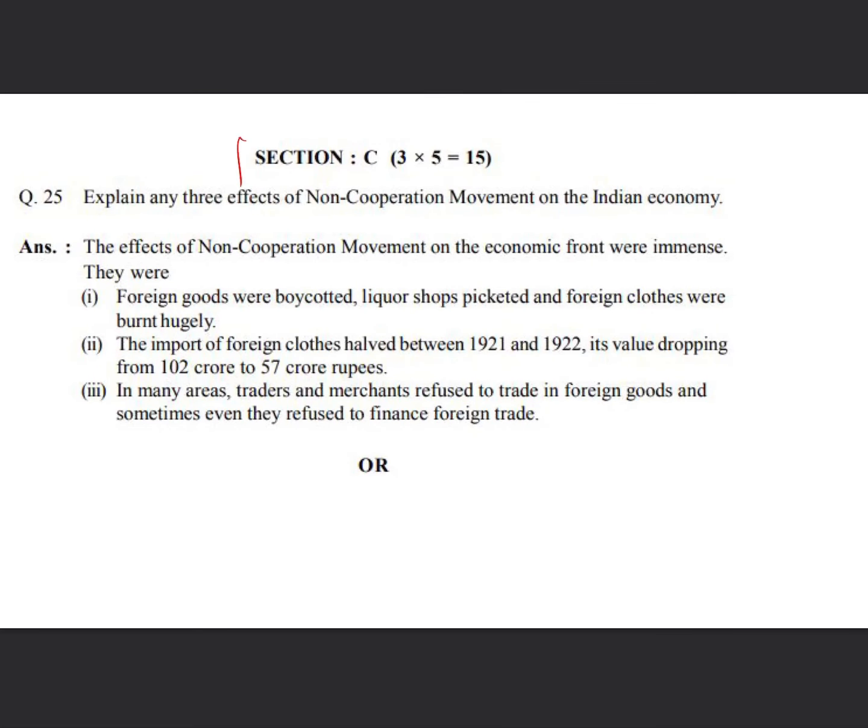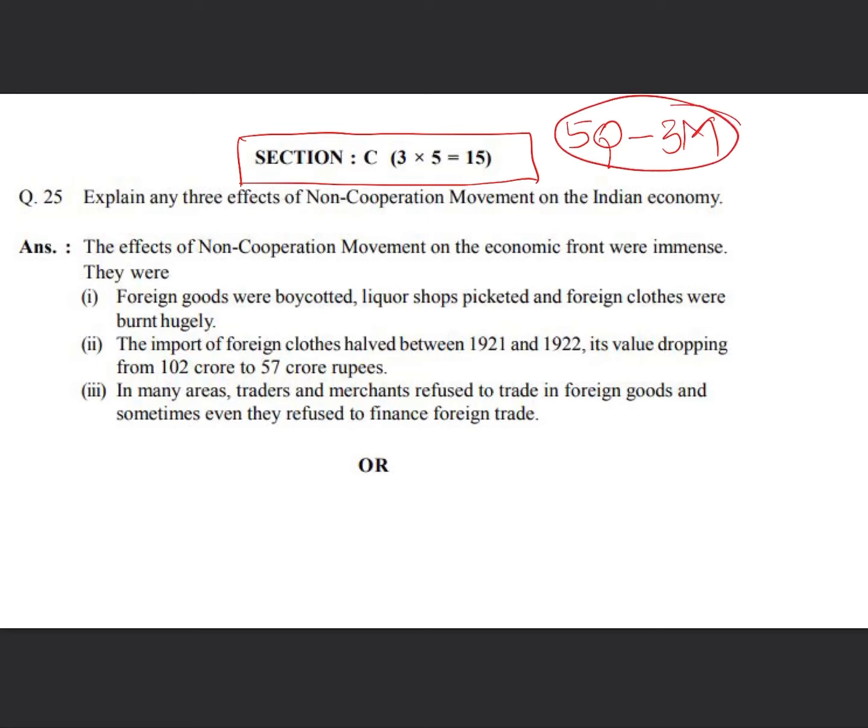Now we will be moving towards the section C. It will consist of 5 questions of 3 marks each. We will start with the first question of this section and 25th question overall. Explain any three effects of non-cooperation movement on the Indian economy.